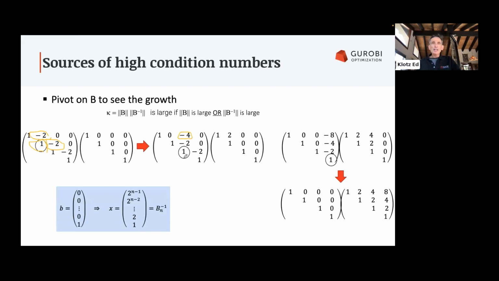We now pivot on element 3,3. We have to eliminate that -4, but in doing so, we're going to multiply this -2 by 4, and we get a -8. And then we do our final pivot, and our inverse has this 8 value here.